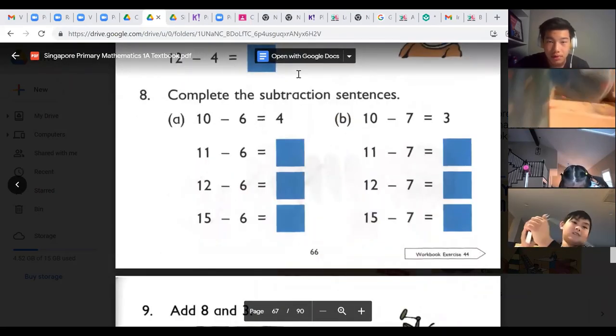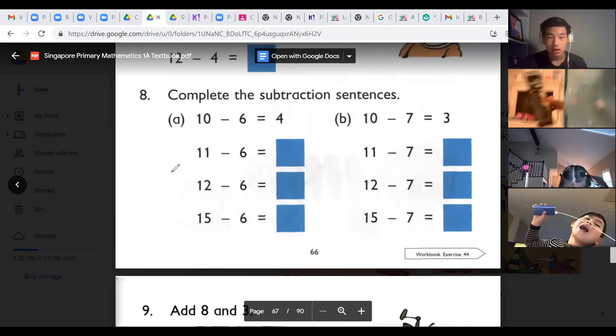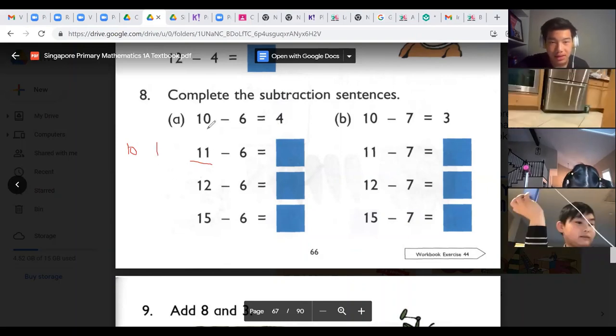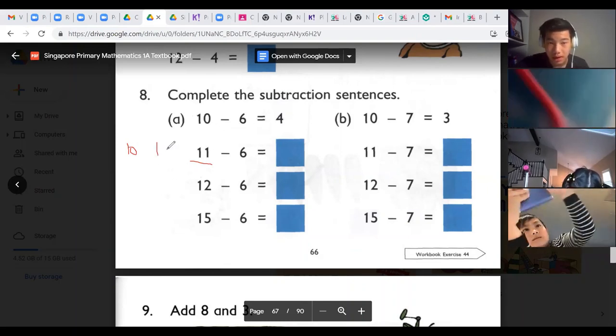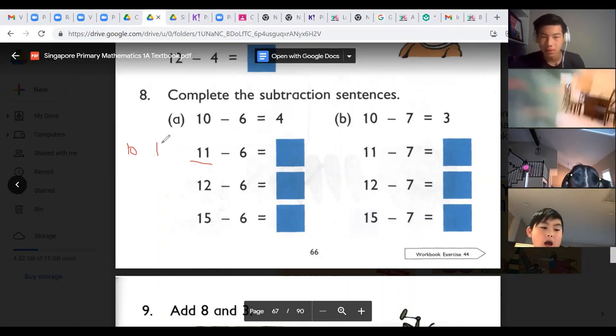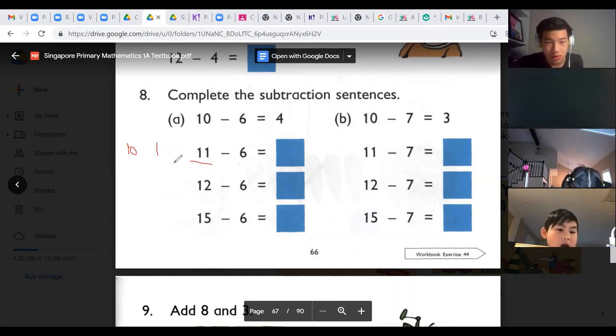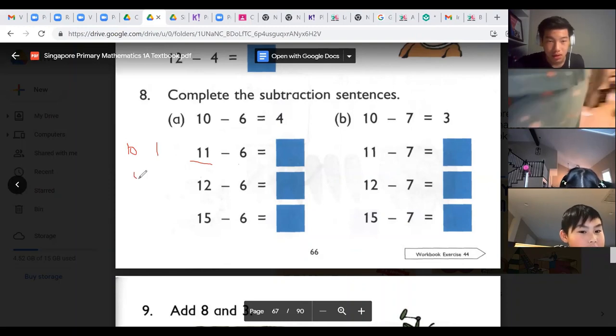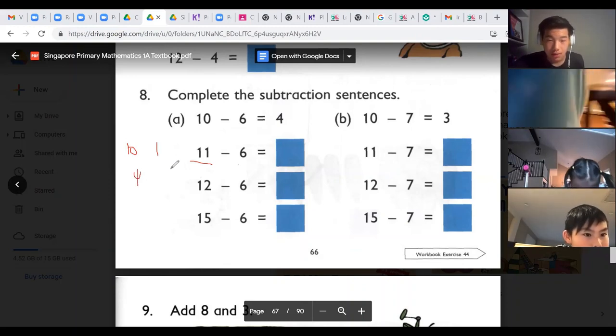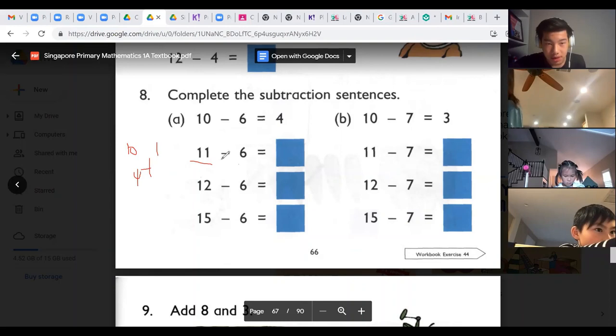Okay, for this, we have 10 minus 6 equals 4. And so for 11, we can do the number pair, which is 10 and 1. And we know that 10 minus 6 equals 4, right? And we know that we can't subtract 1 with 6. So we would just do 10 minus 6, which we already know the answer to, which is 4. So the answer would just be 4 plus 1, which is 5.